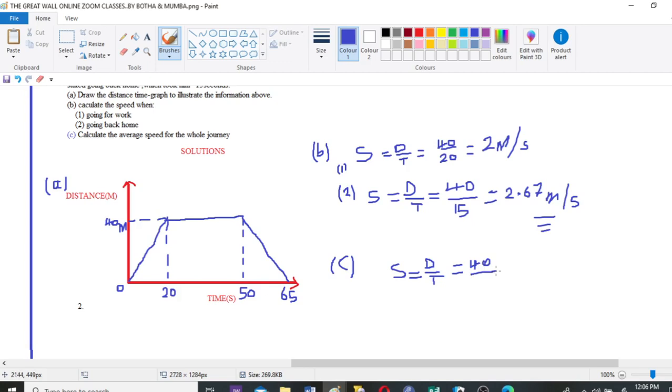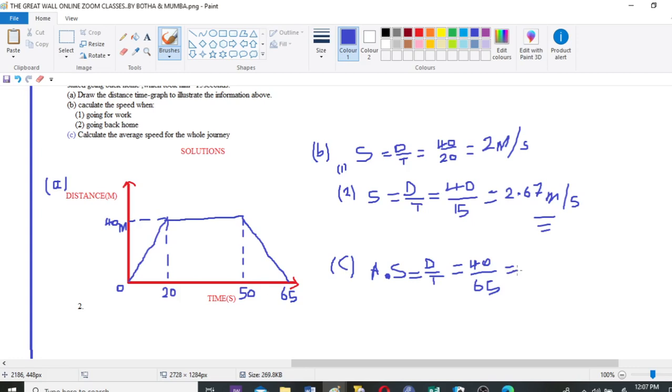Now what was the total time taken? So we're looking at the average speed. Let's put A there to mean the average speed in which the whole journey was done. This time we are going to use the total time. We'll use 65 seconds. So we have 40 over 65 seconds, which is the total time for the entire journey.